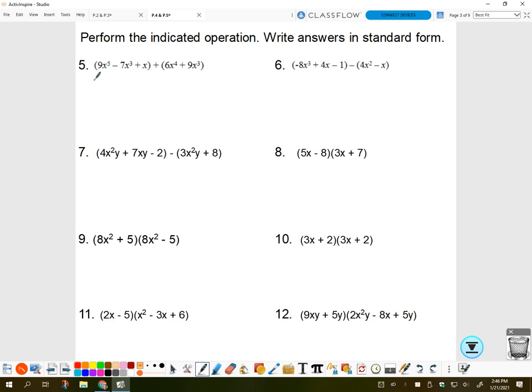There's nothing over there that matches. There's no x to the fifth. So we keep 9x to the fifth. We want our answer in standard form. So when I collect my like terms, I try to make sure that I'm going in order.